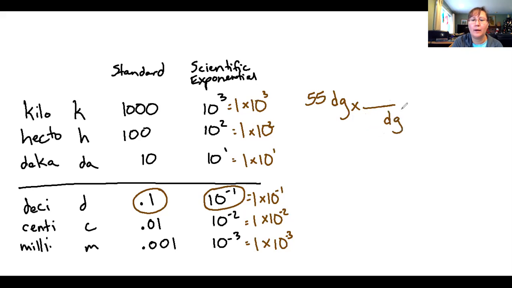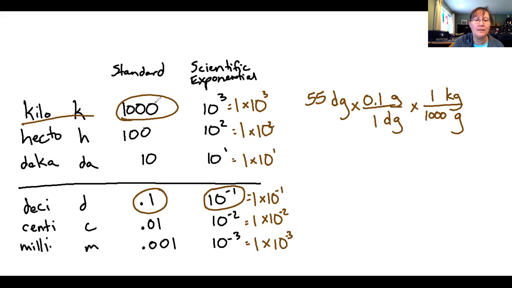So we need our decigrams here and our grams on the top. 1 decigram is 0.1 grams because these numbers always refer to our base unit. And now we're going from grams to kilograms, we had said. And that was what I had messed up on the other slide, sorry. So we know that there's 1,000 grams in a kilogram, and that's from this. And remember, these always refer to that. So now we say 55 times 0.1.